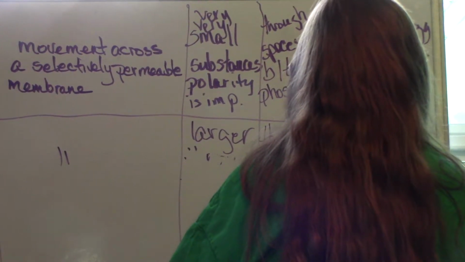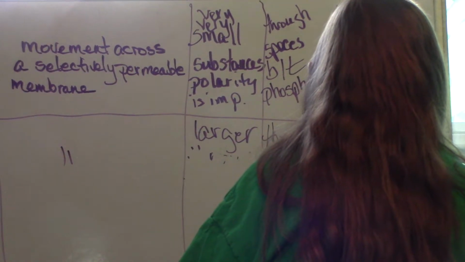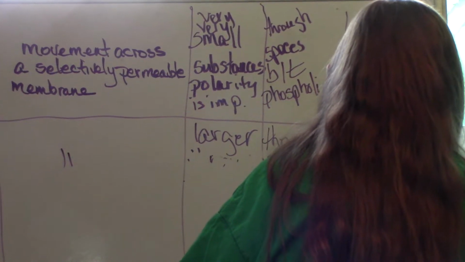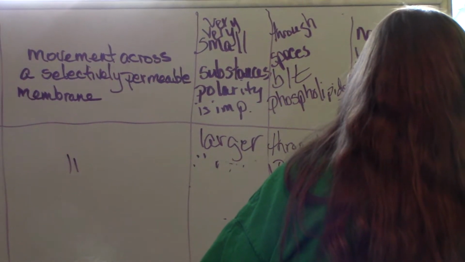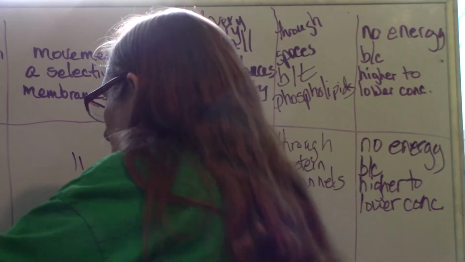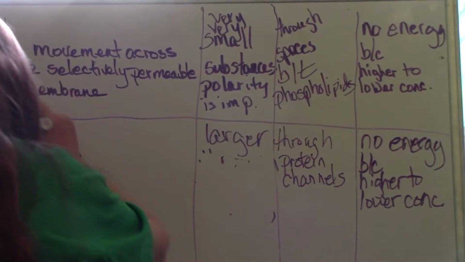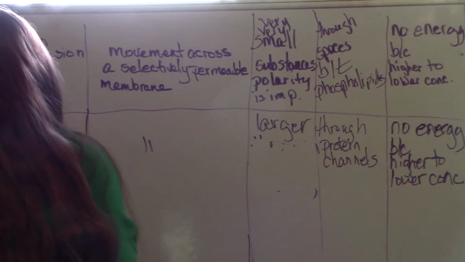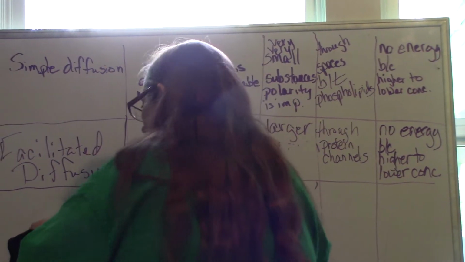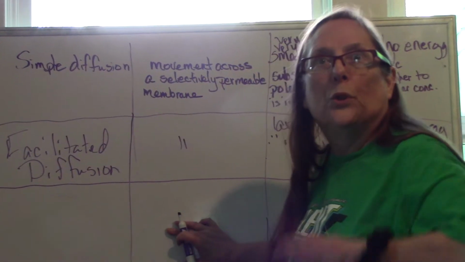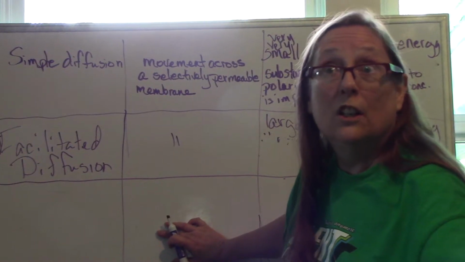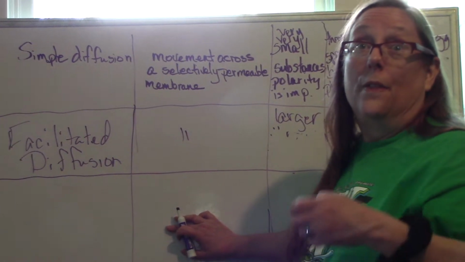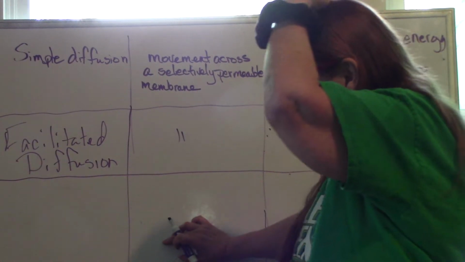because it's higher to lower concentration. That's the movement direction. So as long as we're moving from higher to lower, we don't need any energy. It's more like watching a big boulder roll down a hill instead of pushing a boulder up a hill. That would be more like active transport.